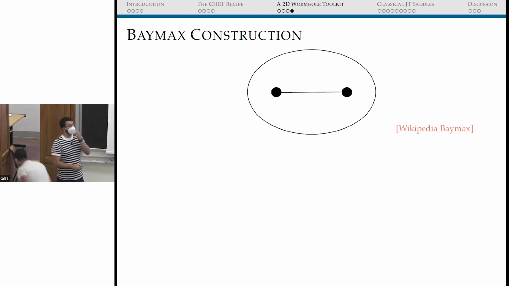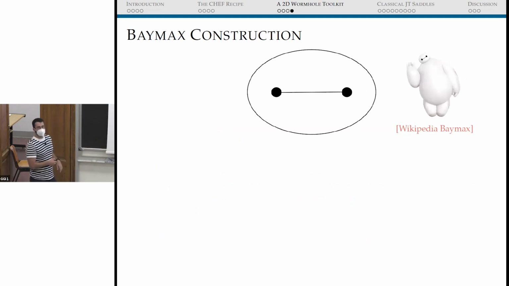Anyone knows who Baymax is? No teenagers here? Oh yeah, there's a teenager. This is Baymax. This is actually a picture of the face from Wikipedia, which is rather convenient because this really is what we're doing. Have an ellipse with 2 conical defects and some geodesic in between.